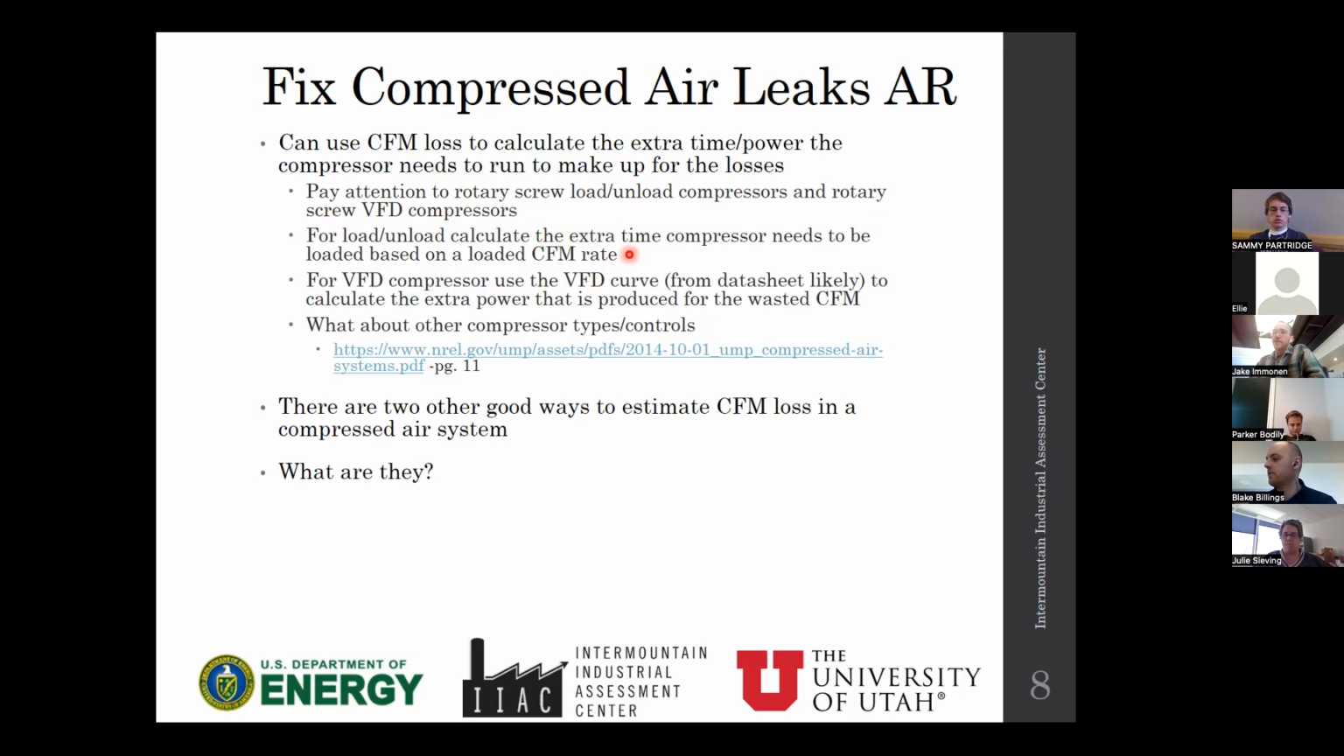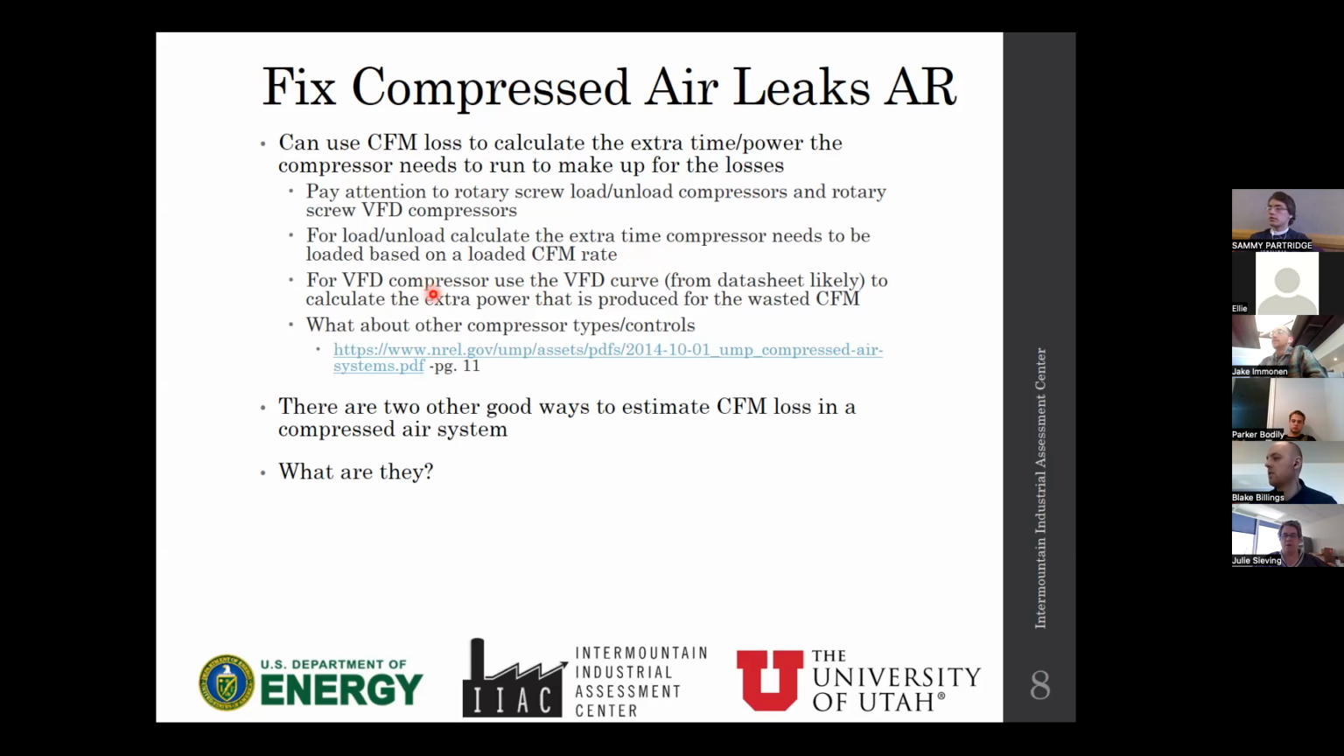And then generally on the data sheet, it will have how many CFM the compressor can generate at the loaded power. And so you can use that value to calculate, okay, if we're leaking this much compressed air, this is how much more time the compressor has to run to make up that extra CFM.